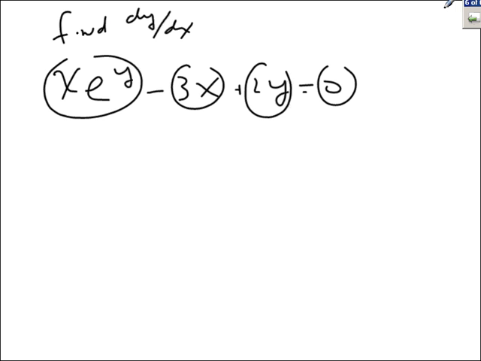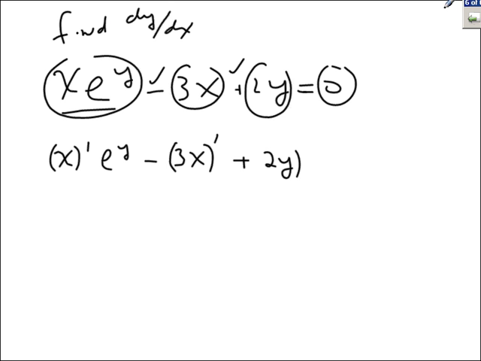Well, the first terms are separated by addition and subtraction symbols, and I guess the equal sign. The first term is a product, so it's the derivative of the first times the second minus the derivative of the second. This is with respect to x, plus the derivative of 2y with respect to x. Probably prime isn't the best thing to write, but I'm writing it, and I do have a typo.